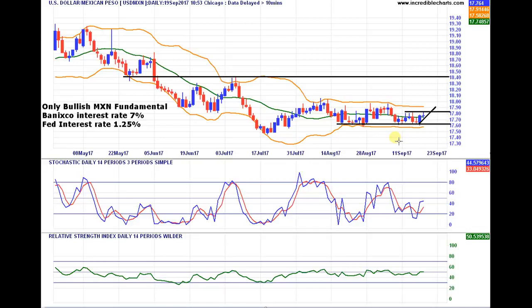Right, that is my review of USD MXN and the other two charts. Let's see how they go.